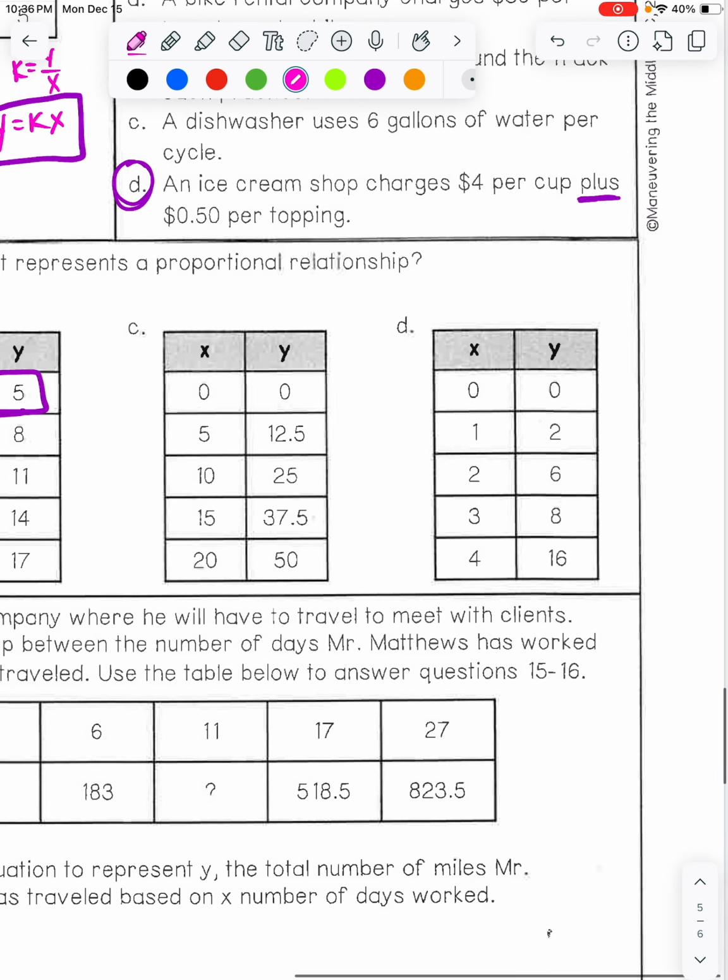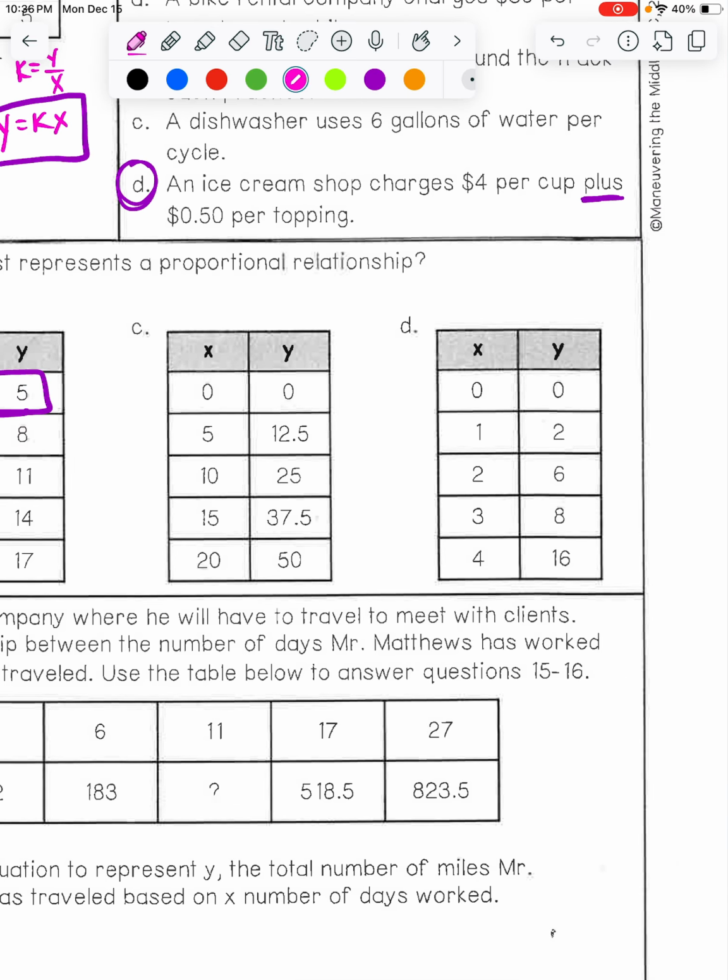So C and D are a little tricky. We had one like this in class, actually. You need to check to make sure that they do work. So like on D, for example, it definitely fits the bill as far as going through the origin. That's wonderful. But then whenever I start doing my y divided by x, kind of like on A, if I were to do 2 divided by 1, that's 2. But if I did 6 divided by 2, that's 3. Those are not constant. Those are not the same. D is not the correct answer.